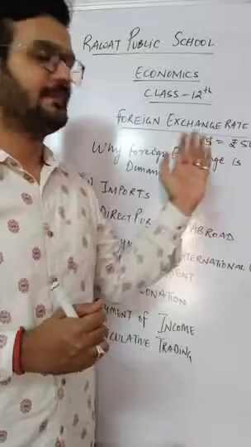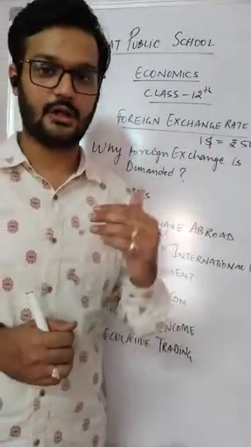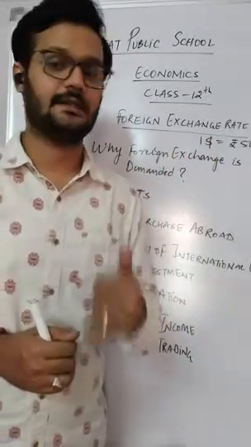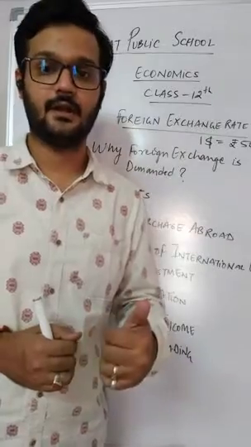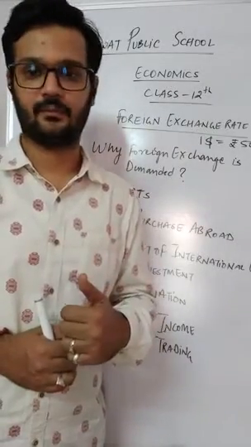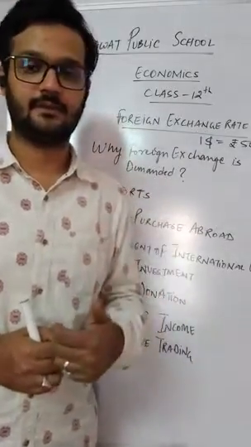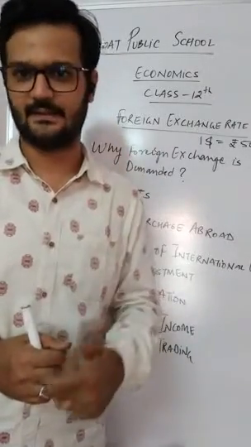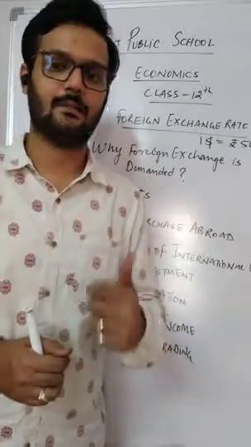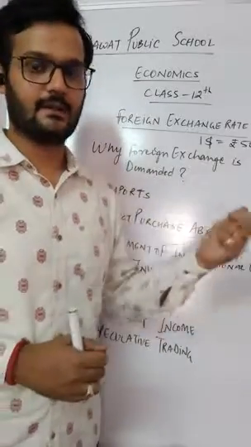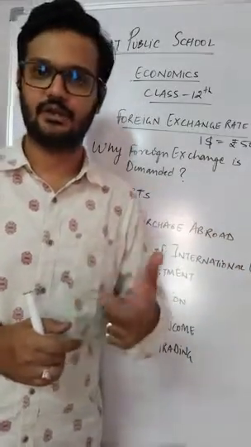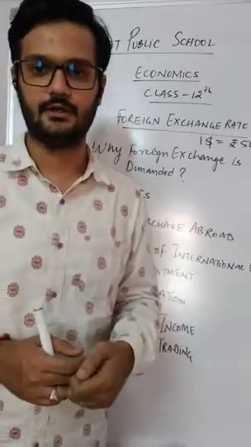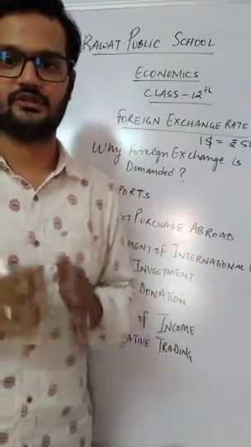And what does it mean? It means that a dollar, American dollar, can be exchanged in terms of Indian rupees. And in what sense? How much money do we have to give? We have to give 50 rupees to buy a single American dollar. So this comparison between two currencies, this relation between two currencies of the world is known as foreign exchange rate.